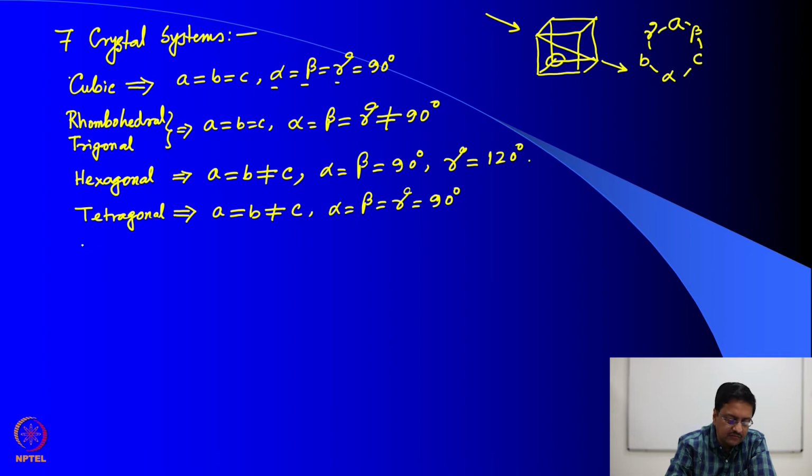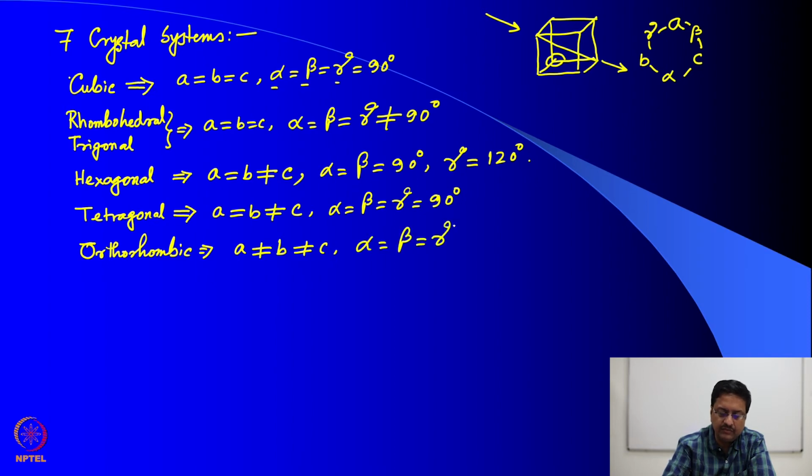The next less symmetric is orthorhombic, where A is not equal to B is not equal to C, alpha is equal to beta is equal to gamma is equal to 90 degree.